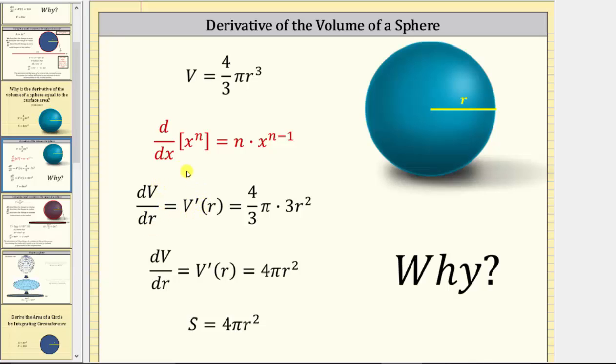To do this, we apply the power rule of differentiation, and therefore the derivative is equal to 4/3 pi times the derivative of r cubed with respect to r, which gives us 4/3 pi times 3r squared. Simplifying, we have dV/dr, or V prime of r, equals 4 pi r squared. And 4 pi r squared is equal to the surface area of a sphere. So the question is, why is the derivative of the volume equal to the surface area?